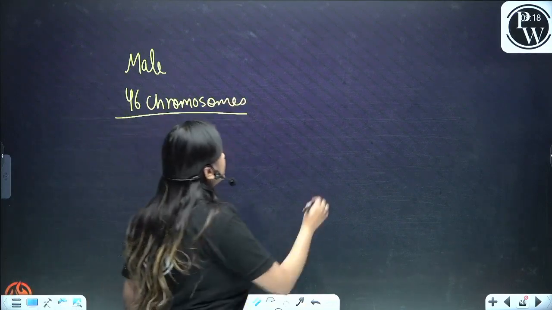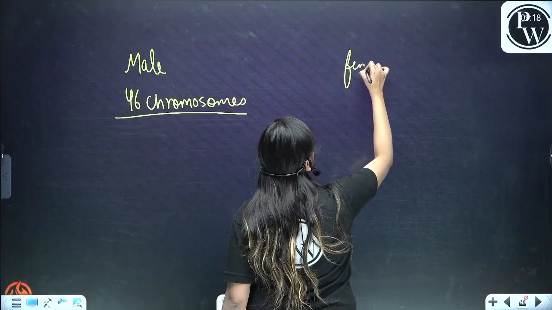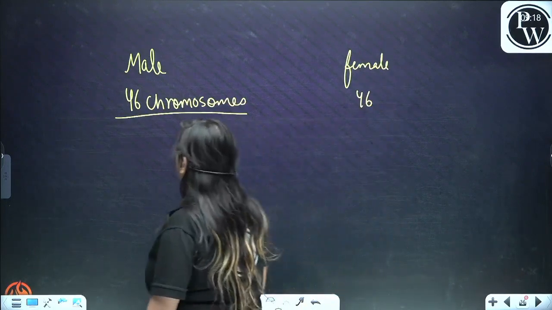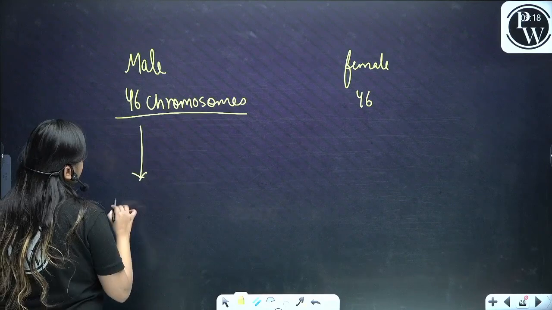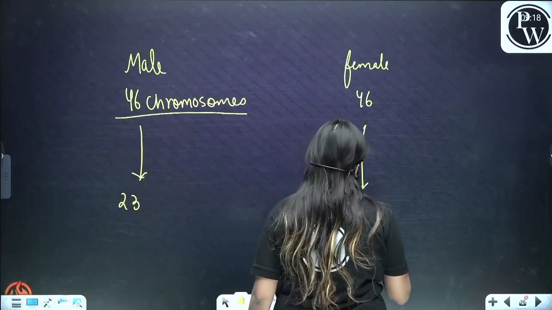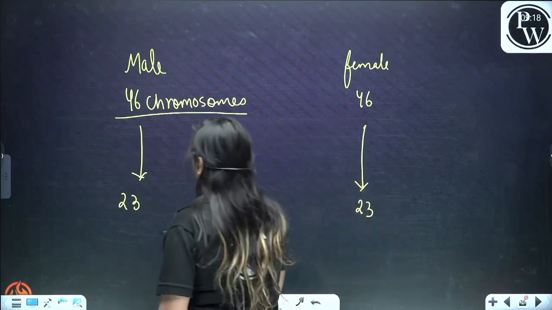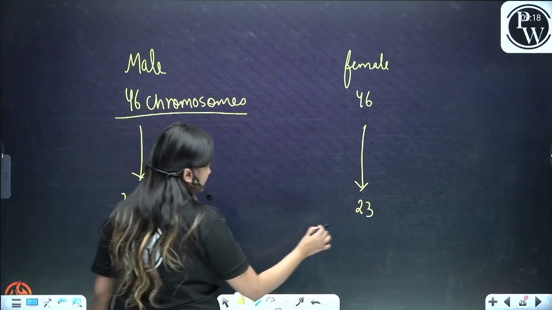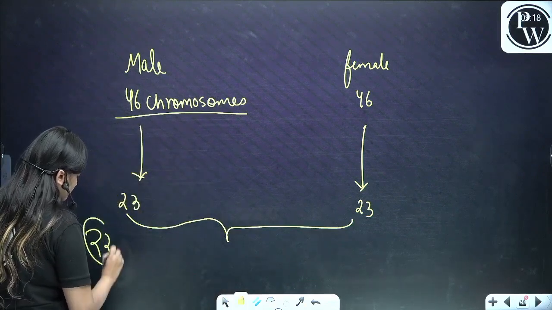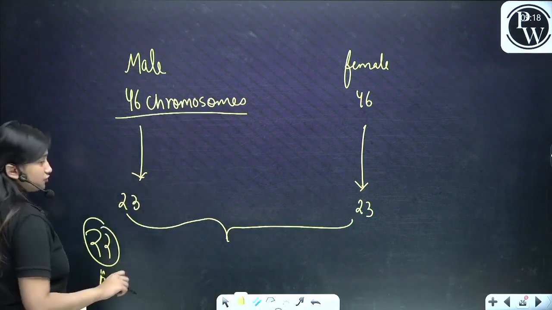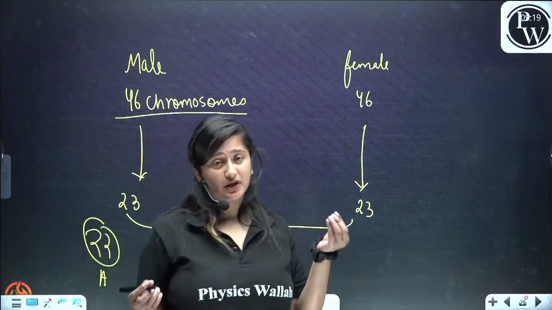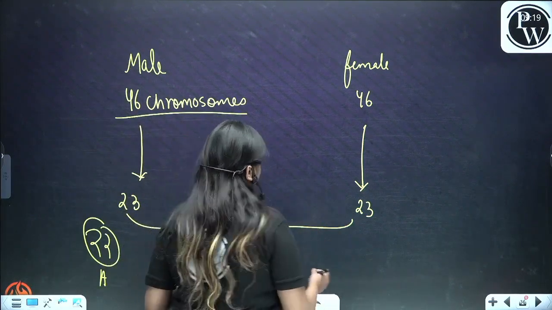And the female carrying 46 chromosomes, by the reduction division, will make 23, reduced to half. Now, at the time of fertilization, 22 are the autosomes that contain all the genetic information about your hair color, your height, each and everything. 22 pairs.